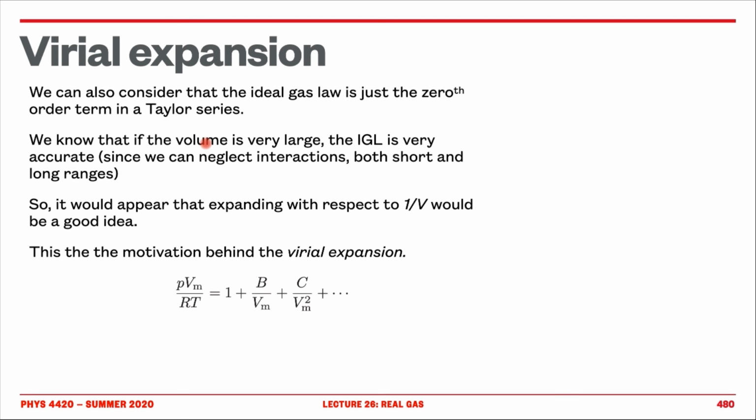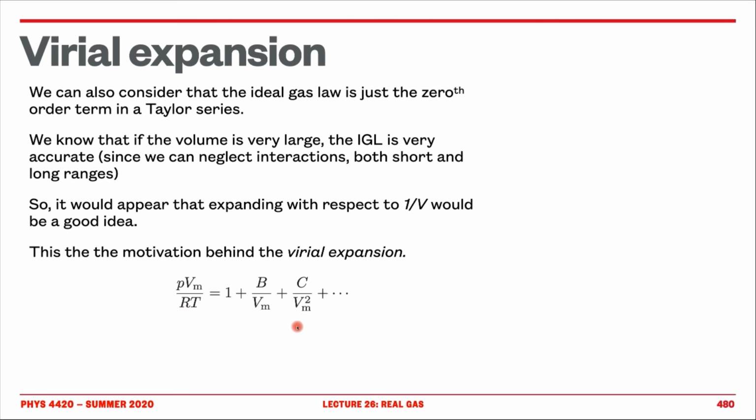And this is exactly what the virial expansion does, and I'm going to write it here. The virial expansion is like this: PV over RT is equal to this Taylor expansion with respect to 1 over Vm. Why is that so? Because we know that when Vm is infinite, the ideal gas law should be exact. The point is that PV over RT should be equal to 1 when Vm is fairly large, and PV over RT equal to 1 is the ideal gas law. So at least we can always find coefficients that are going to work.